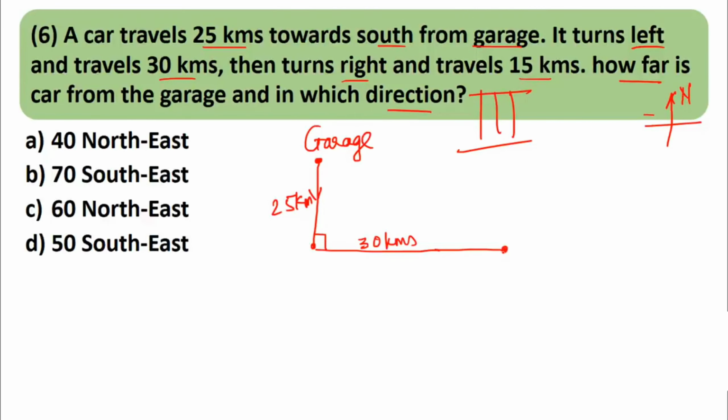Then it turns right and travels 15 kilometers. Again, it turns right, so 90 degrees. The car is traveling like this, turns right, travels 15 kilometers, and reaches over here. How far is the car from the garage and in which direction? Very easy. We have to find how far it is, simply by joining these 2 points and finding the length between these 2 points, correct?